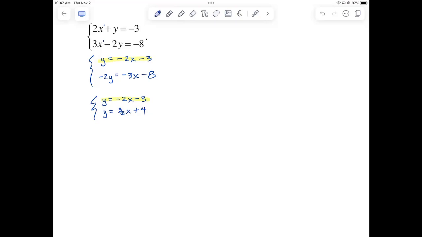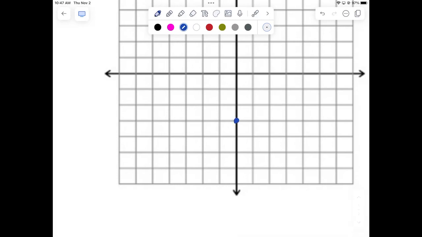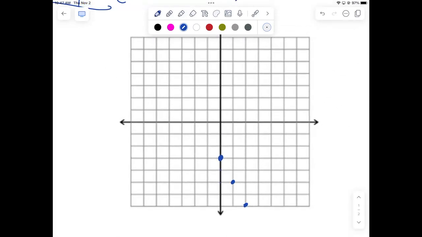Let's choose flavors here. I'll graph this one in blue, and I'll graph the other one in boysenberry. It's kind of a purplish color. We'll do blueberry for the first one. We go down to negative 3, and the slope is negative 2. So down 2, right 1, down 2, right 1, or up 2, left 1, up 2, left 1. All right, and then we draw a line through here, and we can snap it, which is pretty nice. Make it perfectly straight. Looks decent.